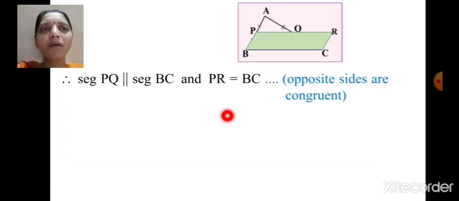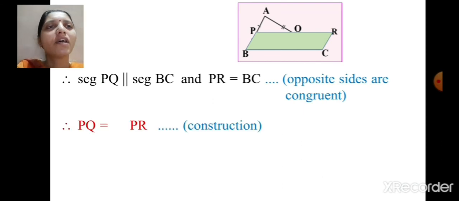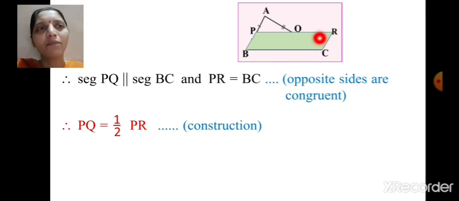In this parallelogram we can write seg PR is parallel to seg BC. If PR is parallel to seg BC, we can write here seg PQ is parallel to seg BC. So first part is proved. Now we have to prove that PQ is half of BC. So we can write here PR is equal to BC. Reason is opposite sides are congruent. That means therefore PQ is equal to half of PR, because PQ is equal to QR.